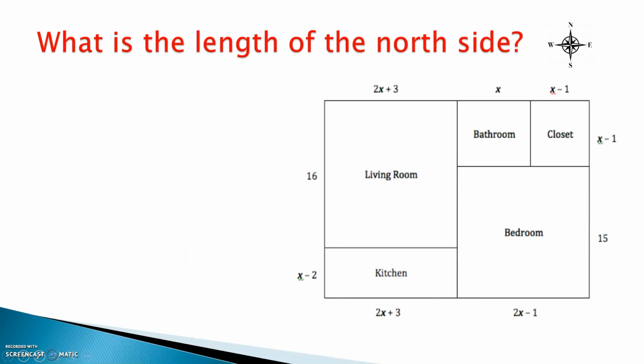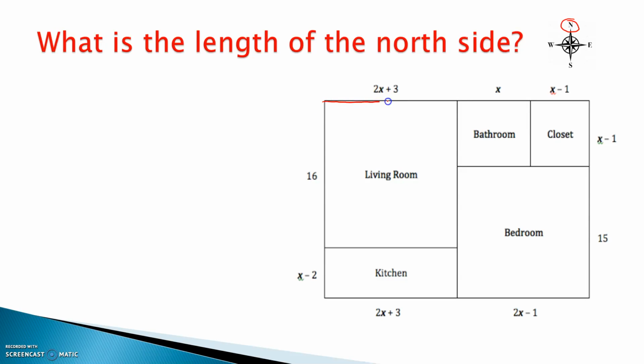So the very first question that they give us is, hey, what is the length of the north side? Now, again, it's important that I know how to read this. Well, if I see my compass here, north is up here, east, south is down below, and west is to the left. But they want the length of the north side. Now, they don't just want a little piece. They want the entire length.